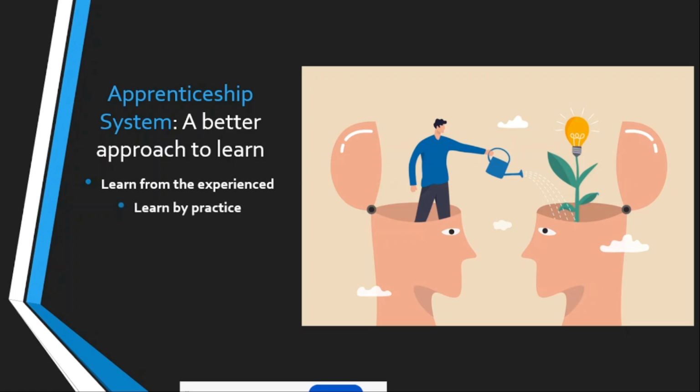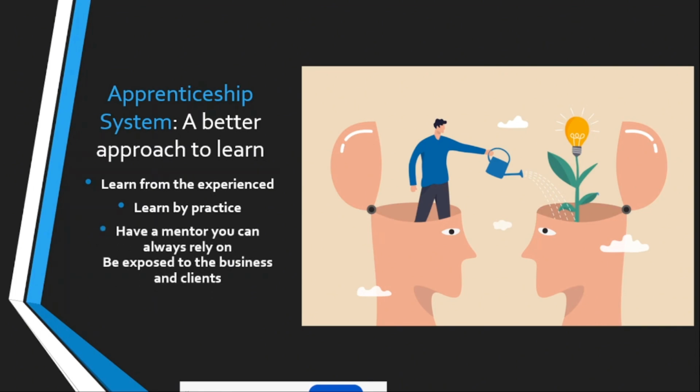Another thing is to learn by practice. One of the things we see as a challenge is when you are trying to learn, you are just learning the theories, but you are not practicing. In the apprenticeship system, you will be learning by working, building real projects. And then another one is to have a mentor you can always rely on.